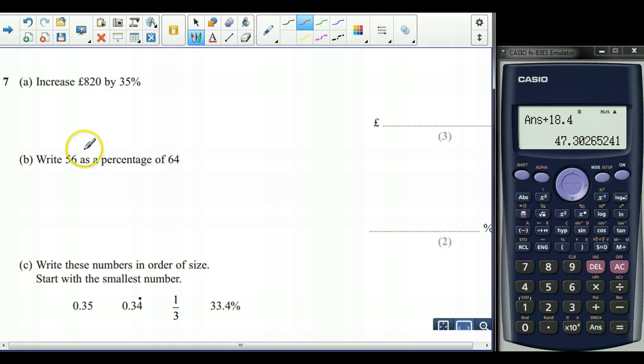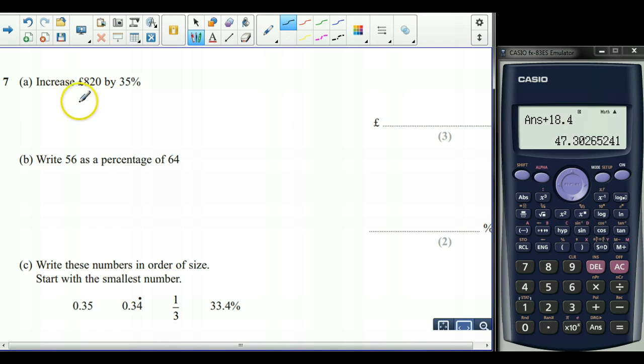This is question 7 from the Methods practice paper, Unit 2, so it's a calculator paper, and we've got a few percentage, decimal, fractions questions to have a go at. So first of all, it's asking us to increase £820 by 35%.